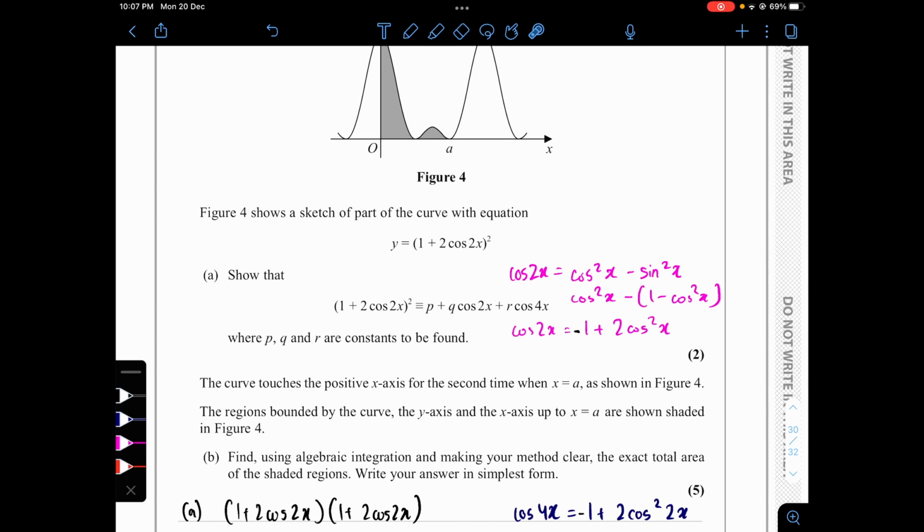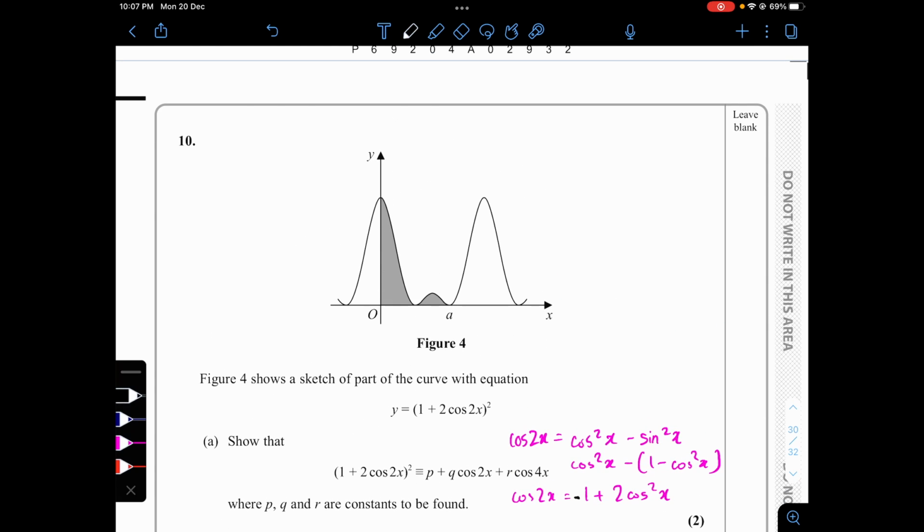But for that, we need to find what a is, right? It's actually pretty simple. All we have to do is first equate it to 0. So y equals 0, right? That will be 1 plus 2 cos 2x squared equals 0. So that will just be 1 plus 2 cos 2x equals 0. So 2 cos 2x equals negative 1. So cos 2x will be negative 1 over 2.